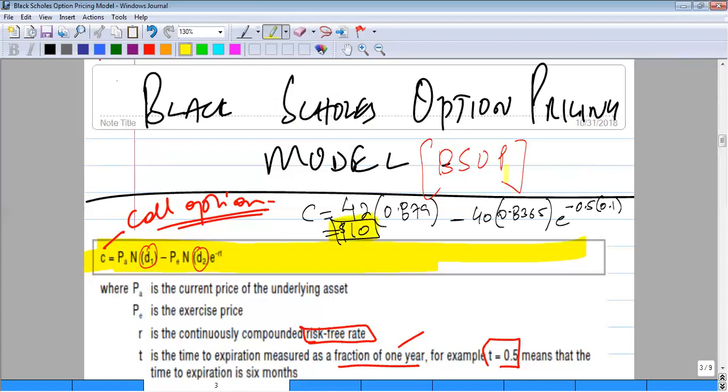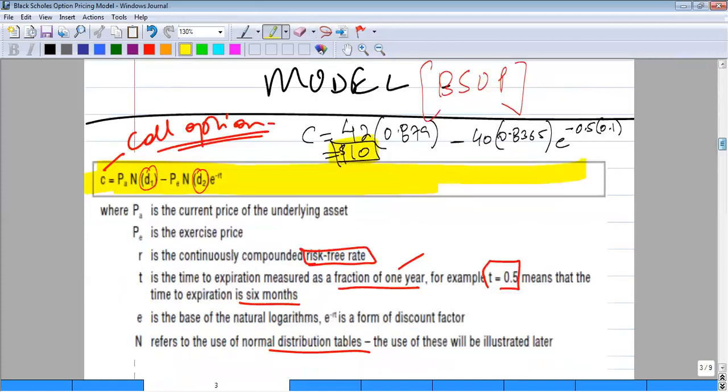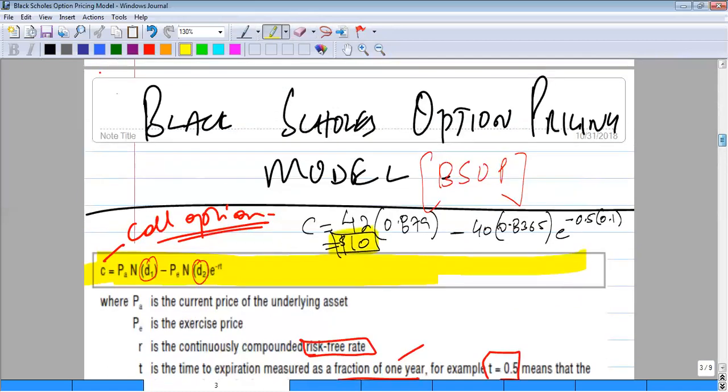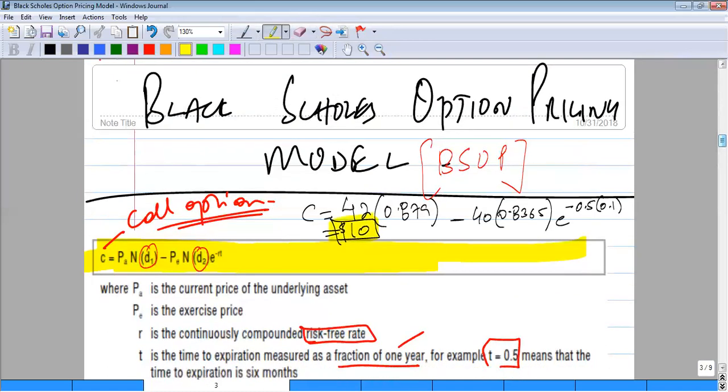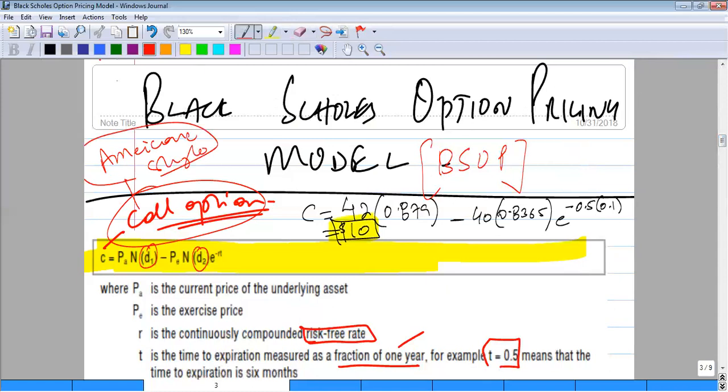So first of all, what exactly is this Black-Scholes option pricing model? It's a model to value a call option. What type of call option is it going to be? It is going to be the American style call option. When we talk about the American style call option, this is how we do it.